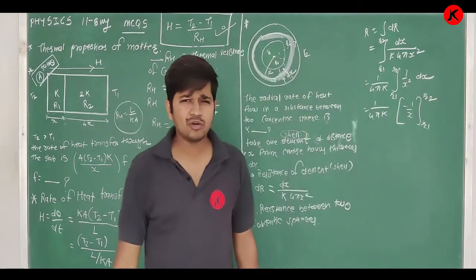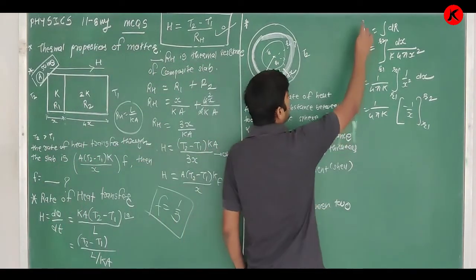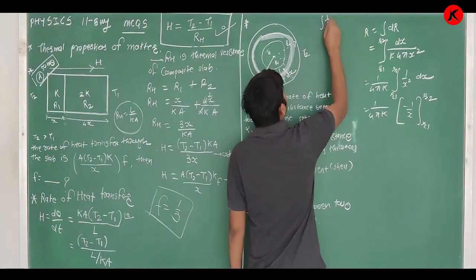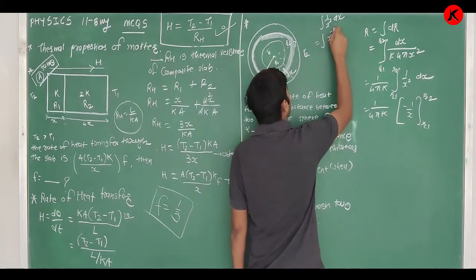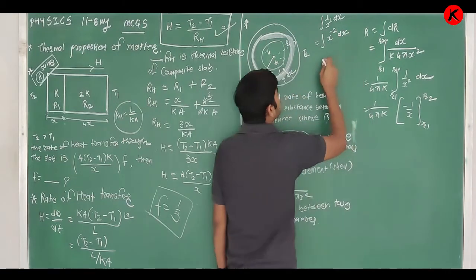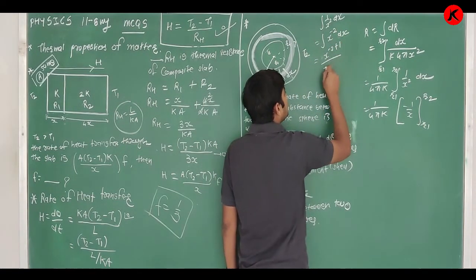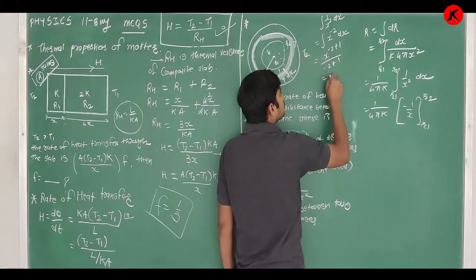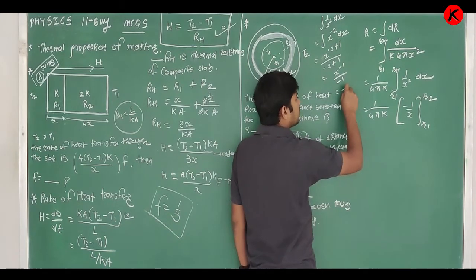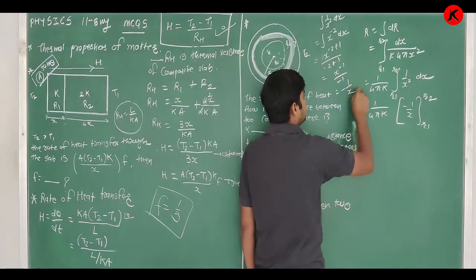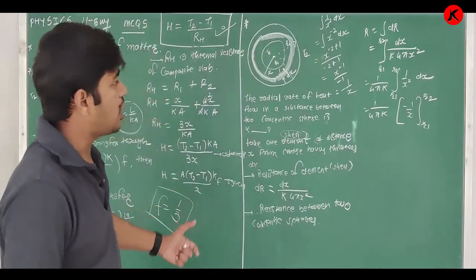How 1 upon x? Okay, we have already discussed. Or if you don't know, then I will write here. Integration 1 upon x square dx is equal to integration x raised to minus 2 dx, is equal to x raised to minus 2 plus 1 upon minus 2 plus 1, so it is x raised to minus 1 upon minus 1. This minus I can write here, and it is 1 upon x. So yes, this integration you have to remember.